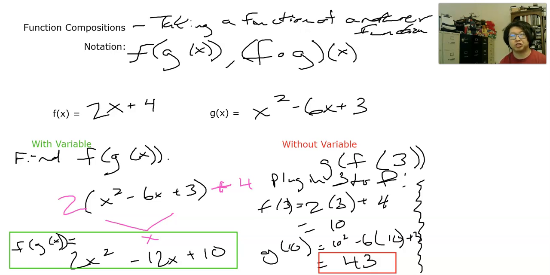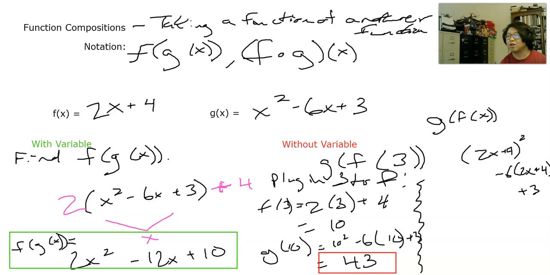variable version so you can just do this variable step. Or I can say, I need g of f of x. So I'm going to put my f of x first, 2x plus 4. And I'm going to just insert it wherever I see x in g of x. So that would be squared minus 6 times 2x plus 4 plus 3. And then I solve that out and do it that way.